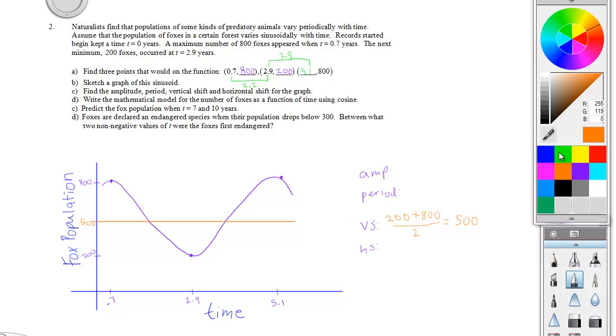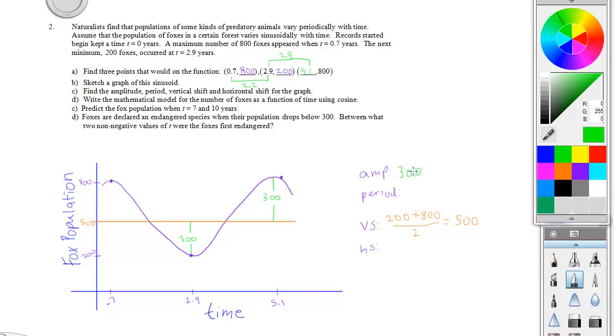Now you need to find the amplitude. The amplitude is the distance from the top to the center line, or from the center line to the bottom. And you'll know that you got the vertical shift right when this distance is the same. So 800 to 500 is 300, and 200 to 500 is 300. So this is 300, and that is the amplitude.